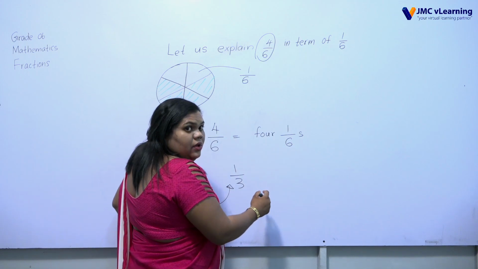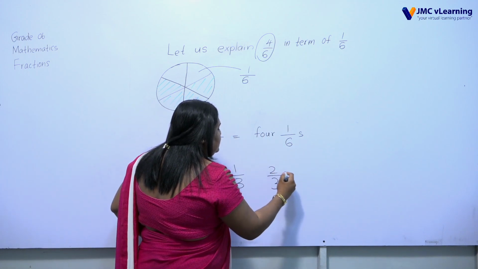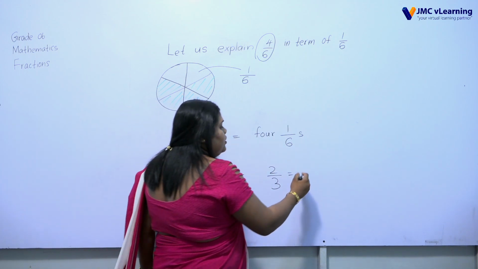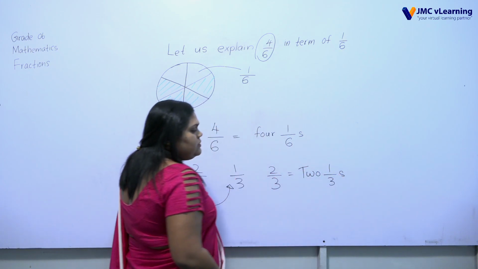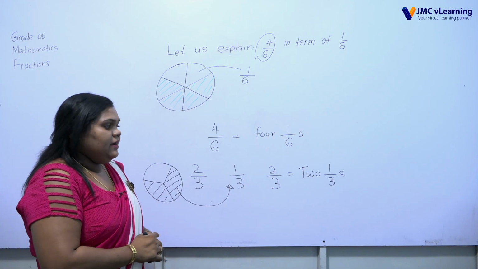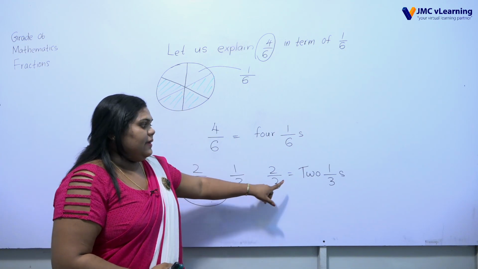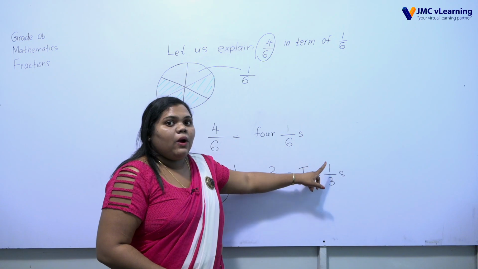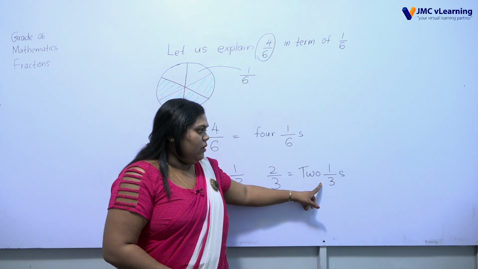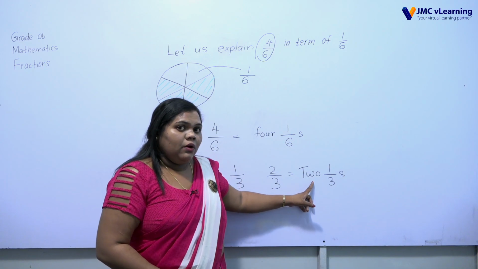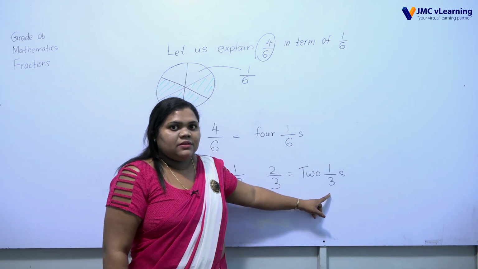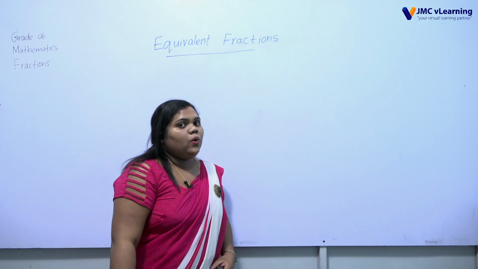So 2/3 I can write as 2 times 1/3. Are you clear children? 2/3 I can write as 2 times 1/3 because this 2/3 means it contains two 1/3 parts. Are you clear children? Okay.